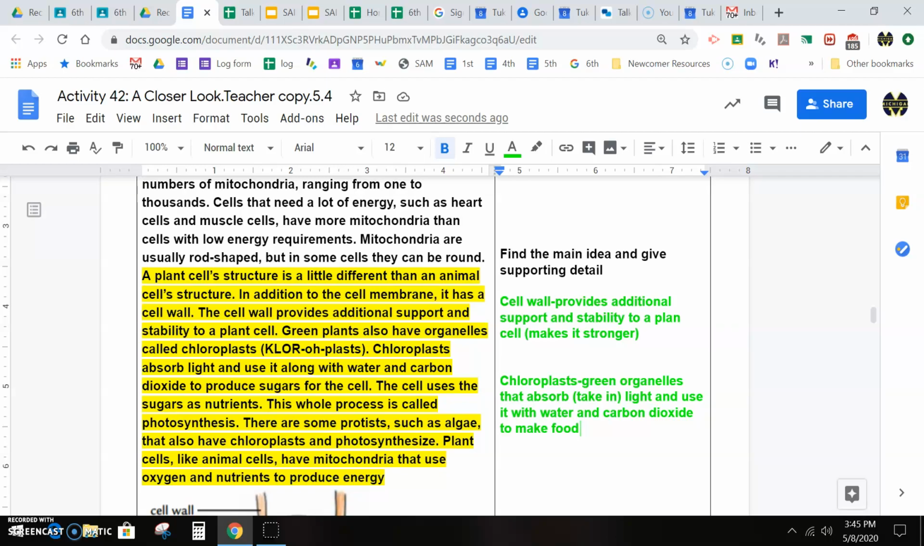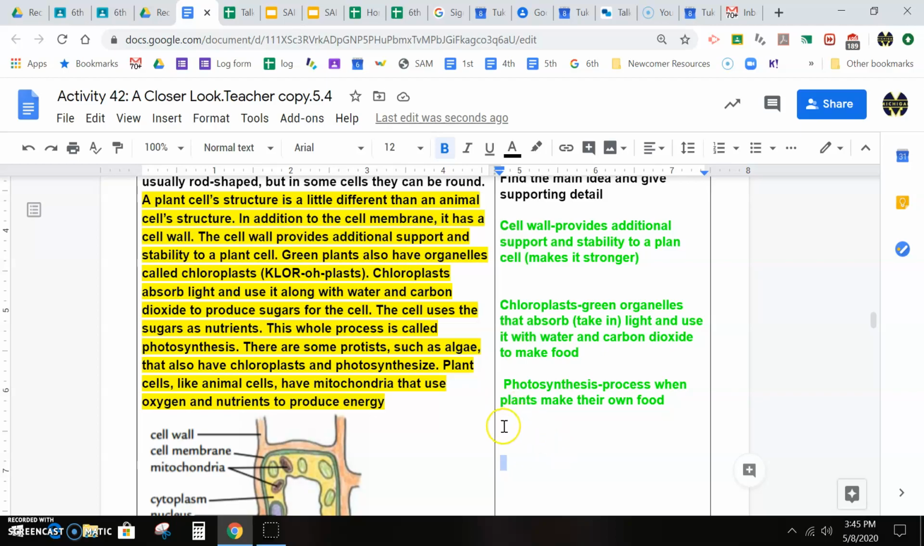And then there's one other important science word that this section talked about, and that's the word photosynthesis. I'm going to put the word photosynthesis right here. Photosynthesis is a process when plants make their own food. I'm putting that in my own words. It doesn't say that, but I'm going to take what it says about chloroplasts and put that in my own words.